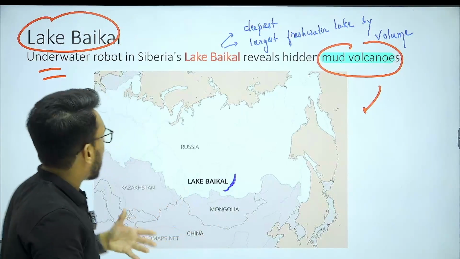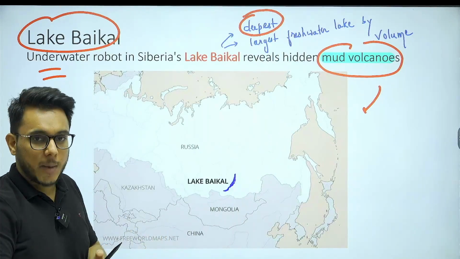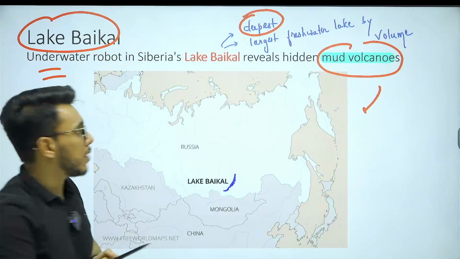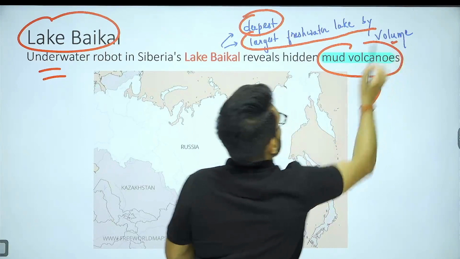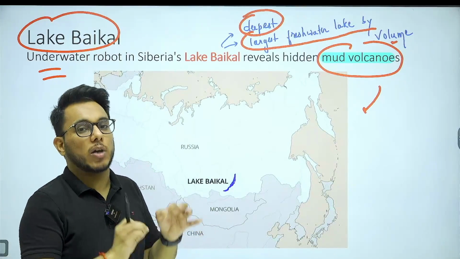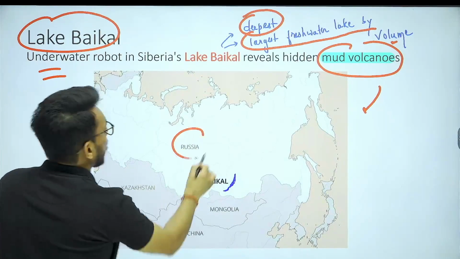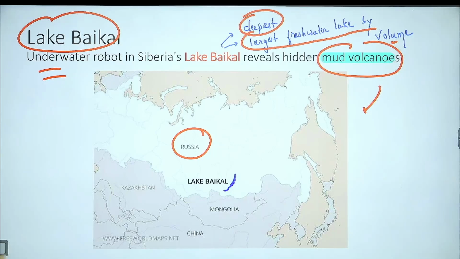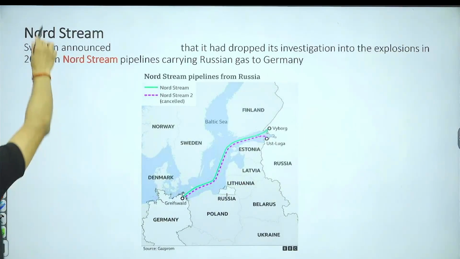So Lake Baikal, number one, it is the deepest lake of the world. And because it is the deepest lake of the world, it contains the largest fresh water by volume in the category of lakes. And this Lake Baikal is located in Russia.